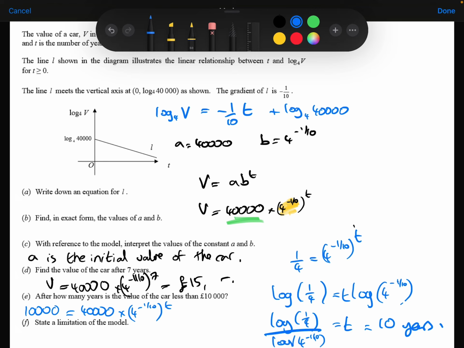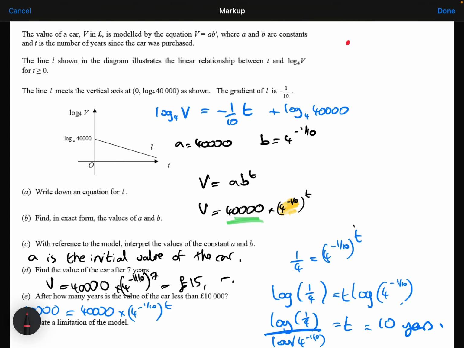And finally, state a limitation of the model. Whole host of answers you could give for this. Some of them being the model doesn't take into account accidents, or scratches or wear and tear. It doesn't take into account that the value is not necessarily solely related to the age of the car. There could be other factors involved as well. Like I say, whole host of answers you could give, but the main thing I would say is that it's not necessarily going to be a smooth exponential decline.